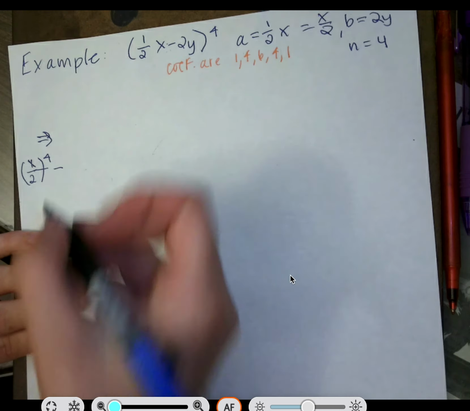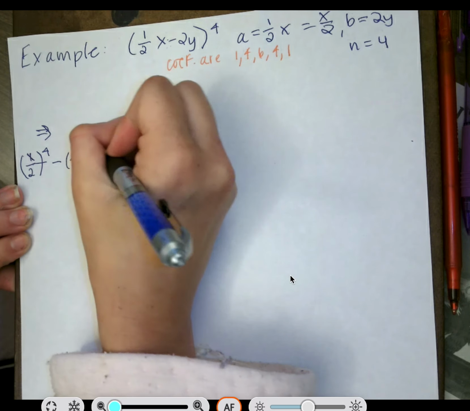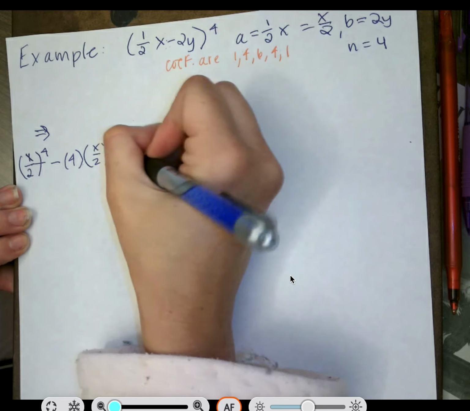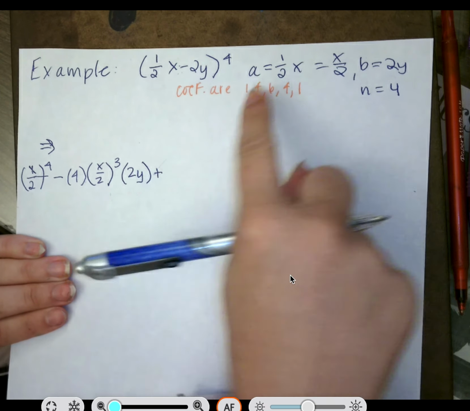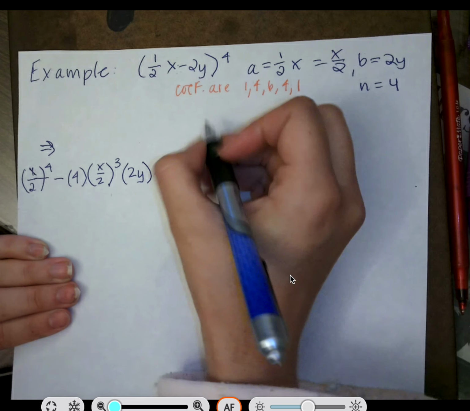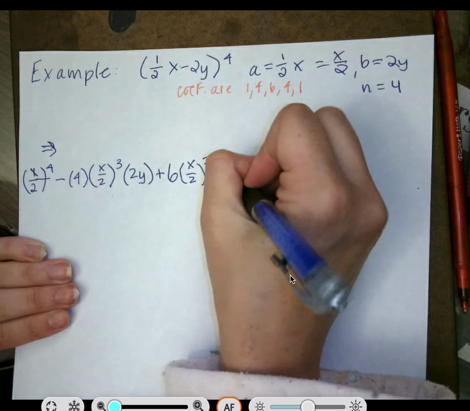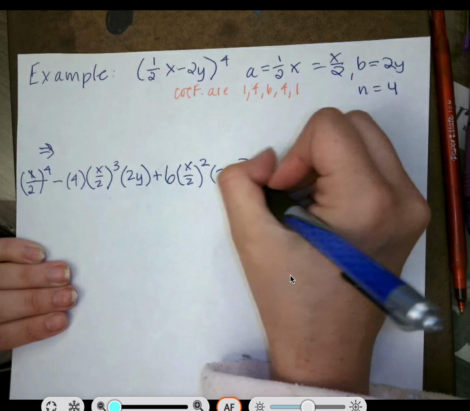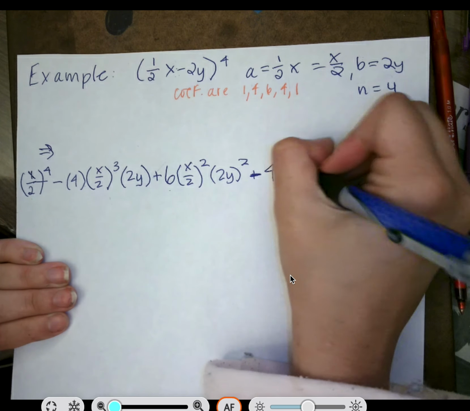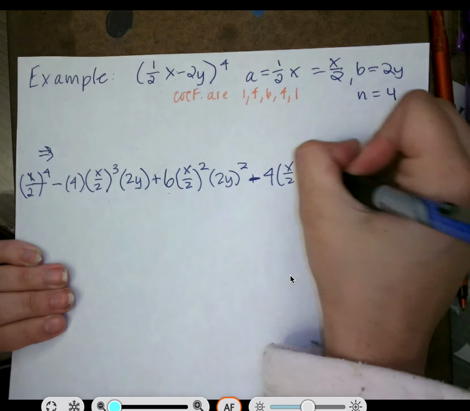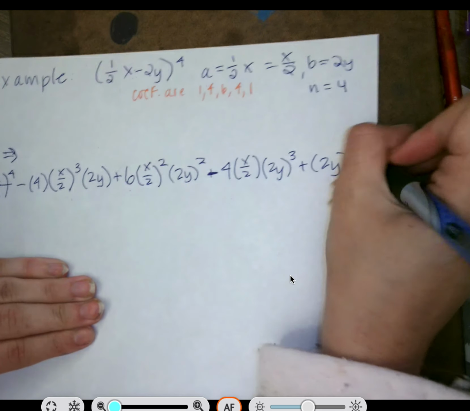So let's say minus 4 times a cubed, b, now plus 6 a squared b squared, minus, because we just did plus, we do minus 4 times a, just 1 now, 2y cubed, back to plus 2y to the 4th power.